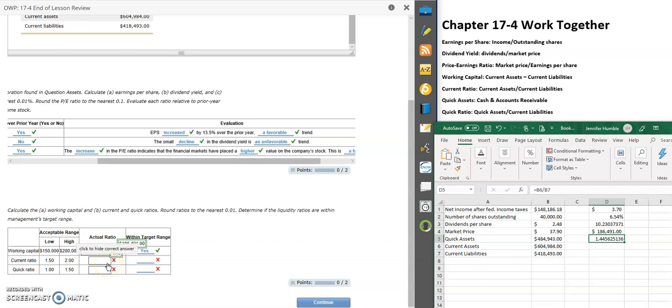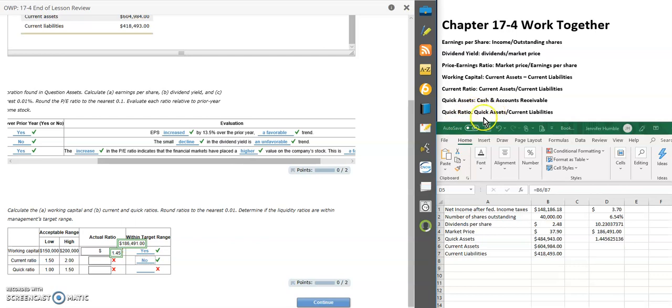Okay, so round ratios to the nearest 0.01. I wonder why they did it like that. But if you think about it, 100% and then 44 would be 1.44. So, I mean, it's just a kind of different way to put it on there. All right, so 1.45 is your current ratio. Is that within? No, it should be lower. Let's see if I'm right. Yay.